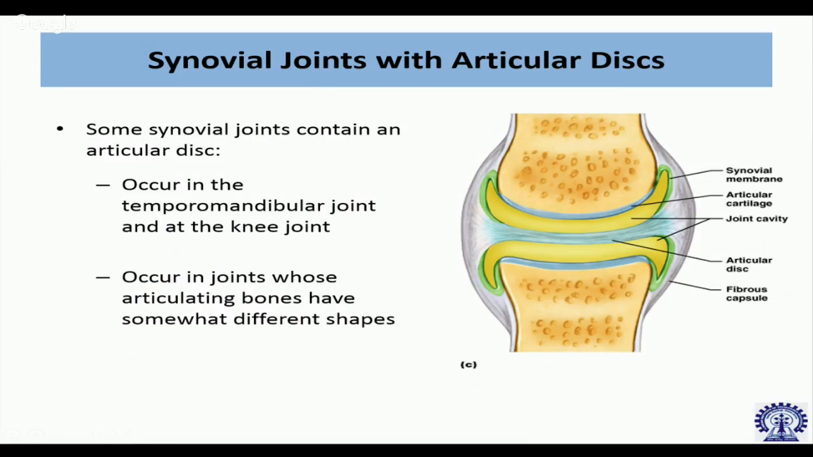So here is an example of a synovial joint with an articular disc. You can see the articular cartilage within the joint, and you have a synovial membrane and then the articular disc inside the synovial joint, and this is all housed inside a fibrous capsule. Synovial joints can contain an articular disc. This occurs in the temporomandibular joint and the knee joint. TMJ is the temporomandibular joint, and the knee joint is where you find the articular disc, and this also occurs in joints where the articulating bones have somewhat different shapes.